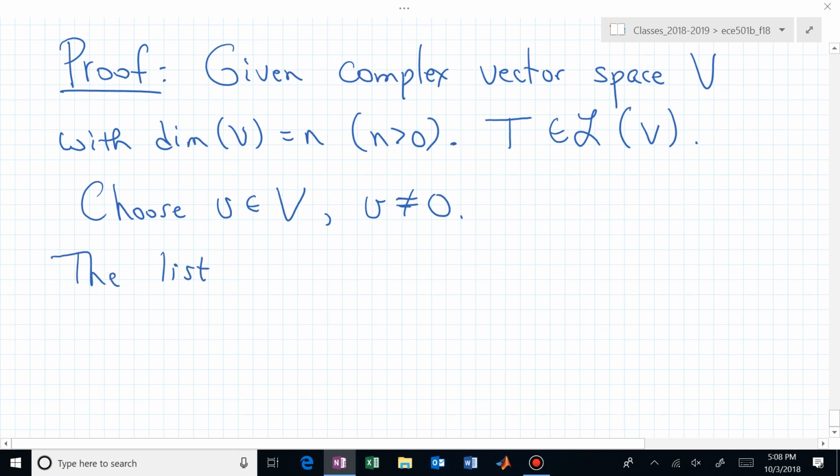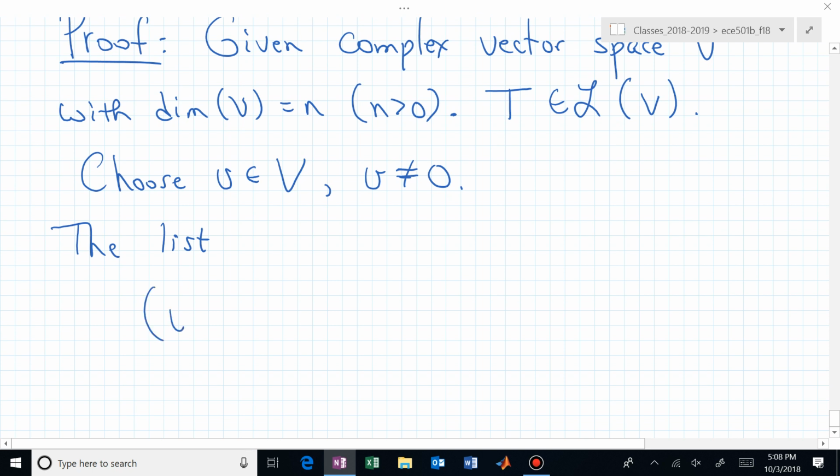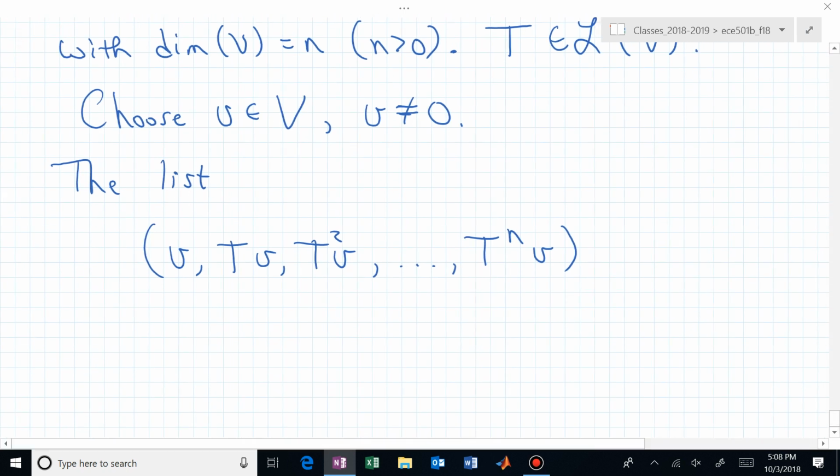Suppose we create the following list. V, TV, T squared V, up to T to the n V. What can you tell me about that list of vectors? This is a list of vectors. The key here is what's the length of that list of vectors? It's n plus 1, isn't it?